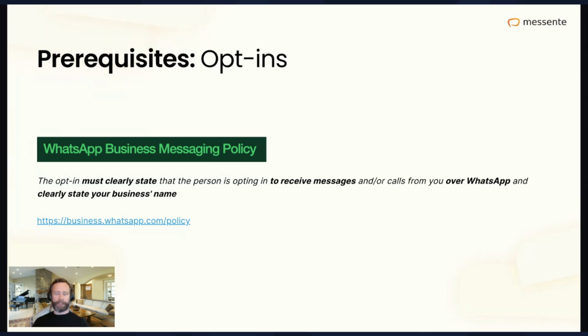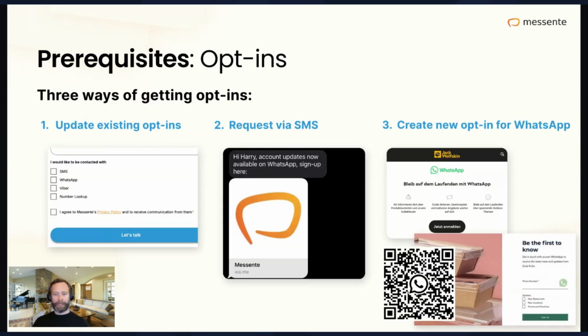And then I've just pulled out the little snippet here about opt-ins and just what they're looking for. They want it to be very, very clear that the person who's opting in is opting in to receive messages or calls, and that it's going to be on the channel WhatsApp specifically, and it must clearly state your business name as well, so they know who is going to contact them.